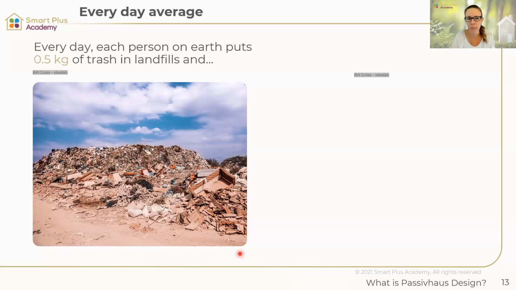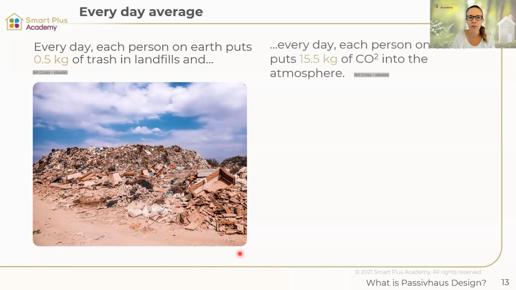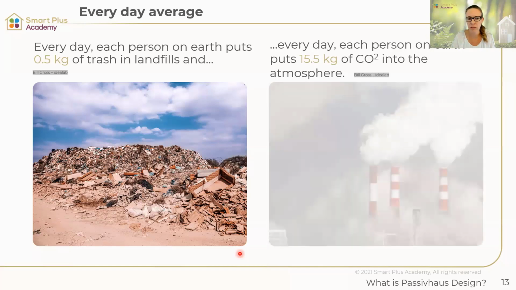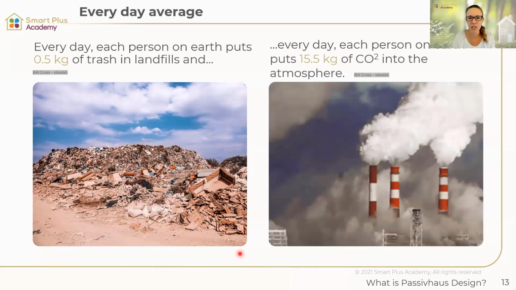That's a massive number. But what is even more shocking is that every day, each person on Earth puts 15.5 kilos of CO2 into the atmosphere. That is even a bigger number. And that's on average, for every person in the world. That's 31 times the amount of trash that we put in a landfill.